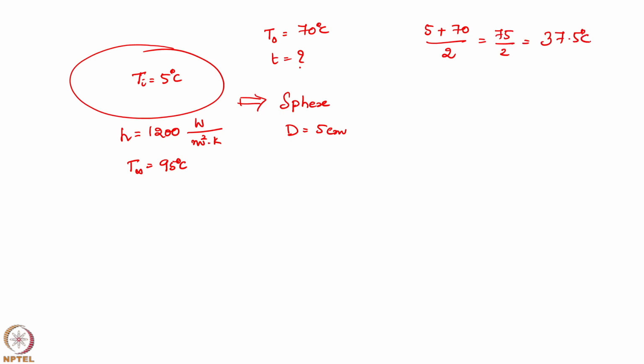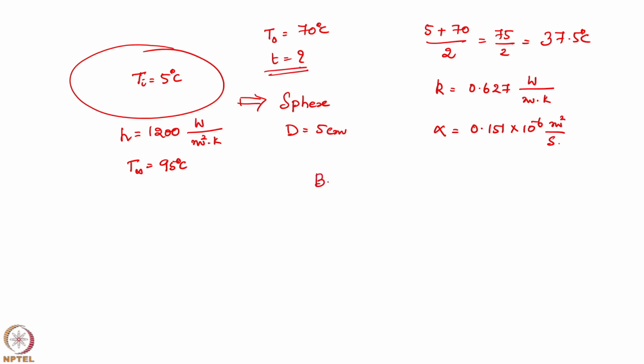So, at 37.5 degrees Celsius, I get a k of 0.627 watt per meter Kelvin and an alpha of 0.151 into 10 to the power of minus 6 meter squared per second. Now, I cannot calculate the Fourier number because I need the time to calculate it, and the time taken is what I need to find.